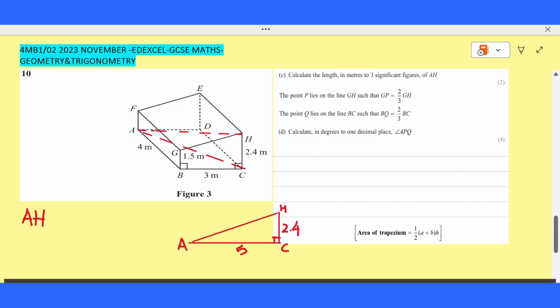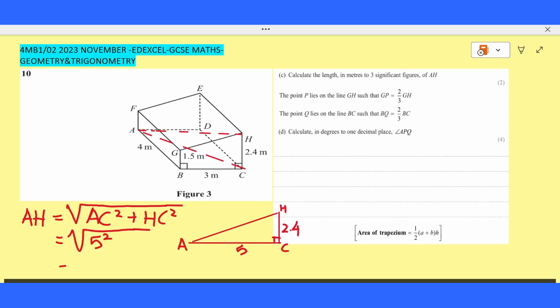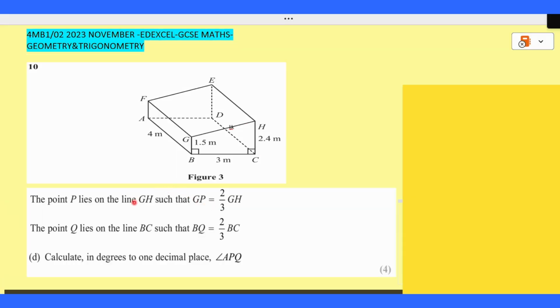Now for this triangle we have to find AH, which is the hypotenuse. So AH equals the square root of AC squared plus HC squared, that is the square root of 5 squared plus 2.4 squared, and if we use the calculator, it will be 5.55. That's our answer.